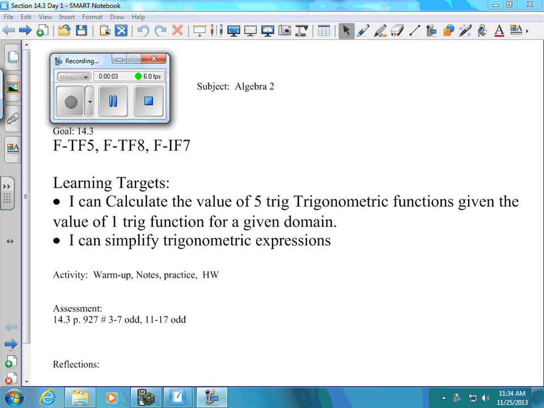Welcome back to some more trig in chapter 14, the graphing chapter. Today's targets will be: I can calculate the 5 values of trig functions given the value of one trig function for a given domain, and I can simplify trigonometric expressions.